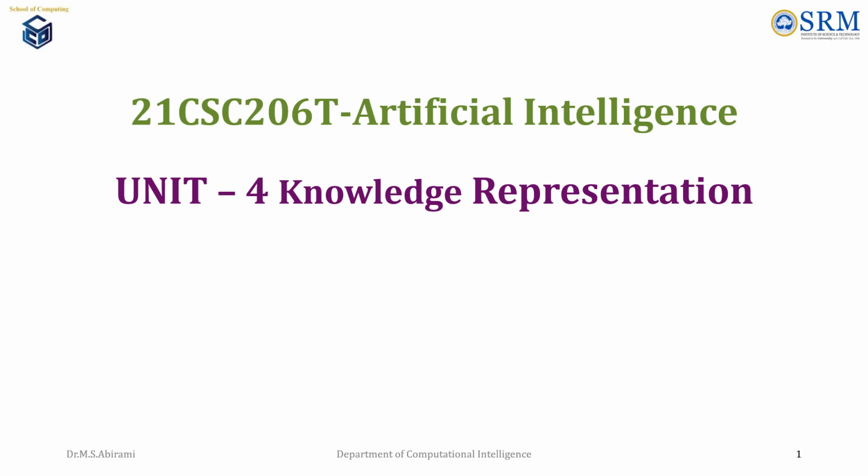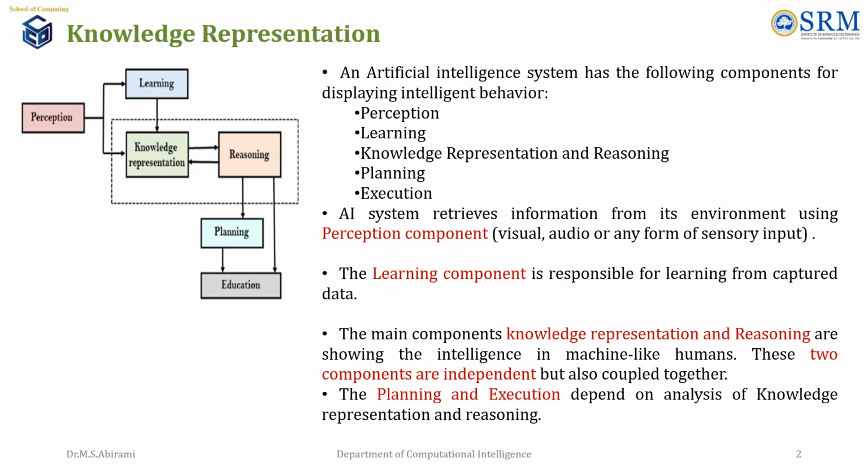Now we will see about Unit 4, knowledge representation, in the subject artificial intelligence. Knowledge representation is an artificial intelligence system that has the following components for displaying intelligent behavior: perception, learning, knowledge representation and reasoning, planning and execution. So this is the architecture of knowledge representation.